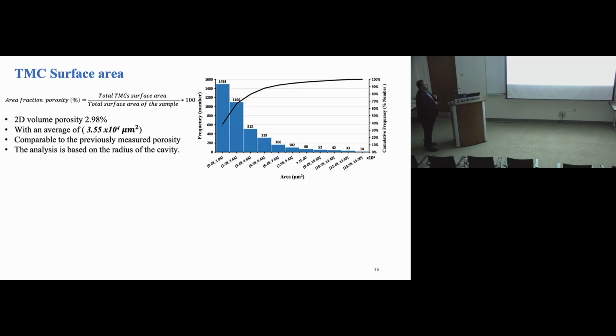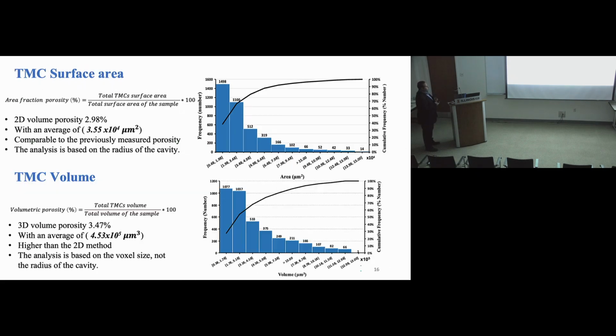The second thing that we did was the surface area, and we calculated the surface area, or the porosity based on the surface area, in 2 different ways to make sure that our work is right. One of them is 2D, and the other is 3D, and there is a difference between them. In the 2D, we found that the porosity is around 3%, which correlates with what previous people did using micro CT scan, also around 3%. And the average surface area was 3.55 times 10 to the 4th micrometer squared.